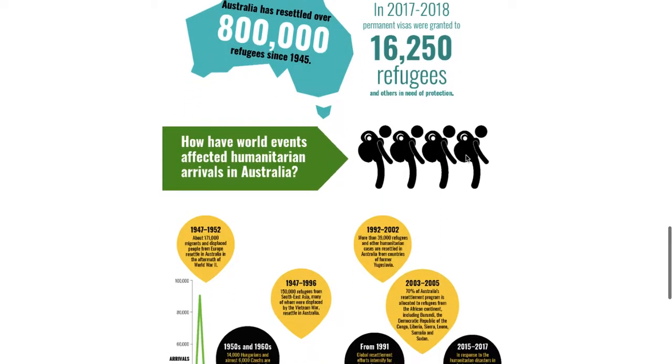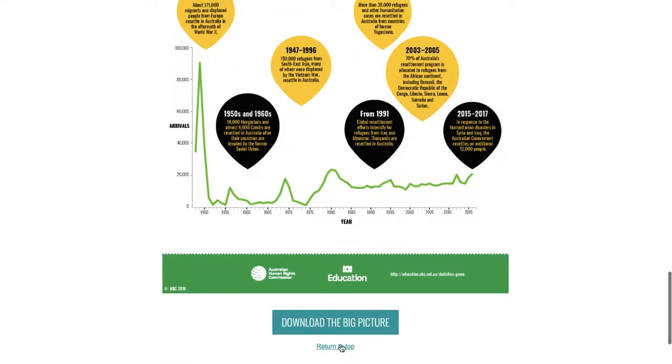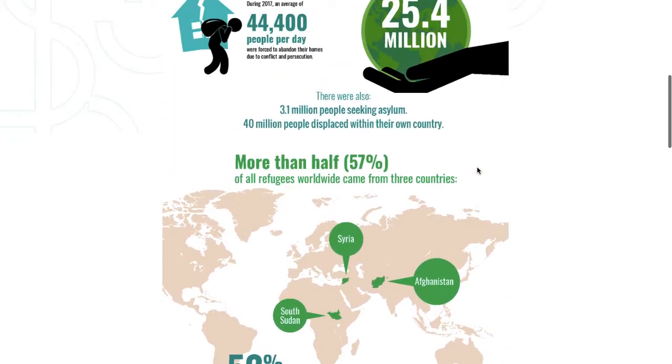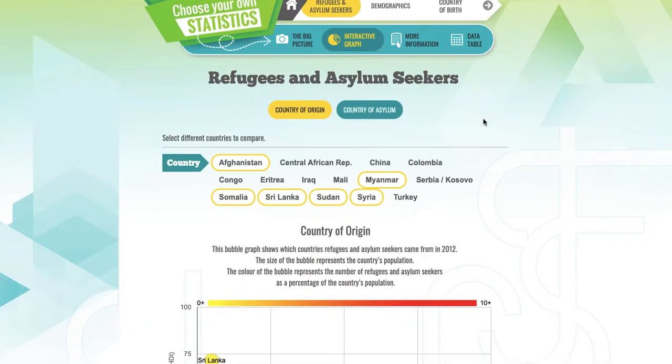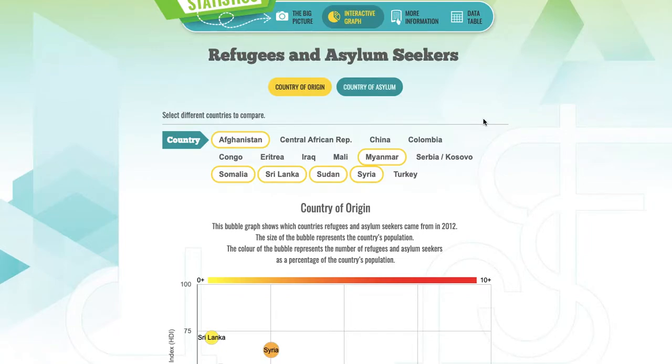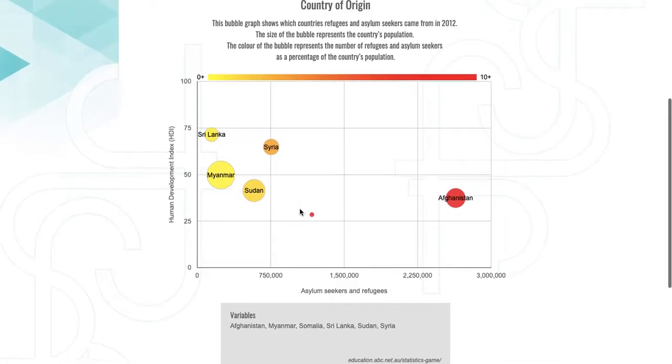You can screenshot images out of this and use this one here in your project. You can also download this as well. Now, if we go up to the top and we go to interactive graph, this lets us select where our refugees are coming from. So the country of origin, we can choose the country that we are researching for our project. And what it does is it presents this information on a scatter plot down here.